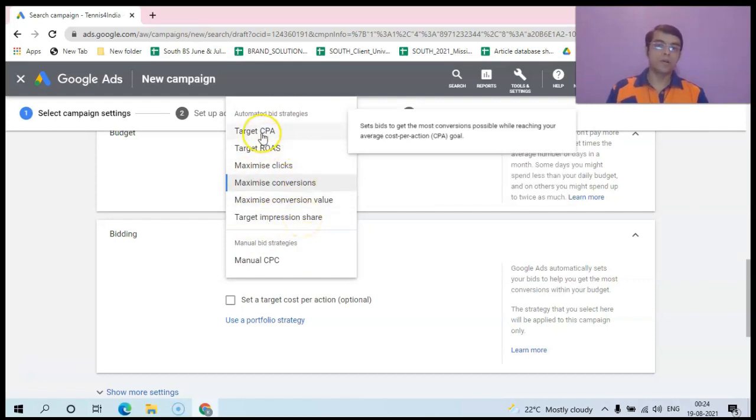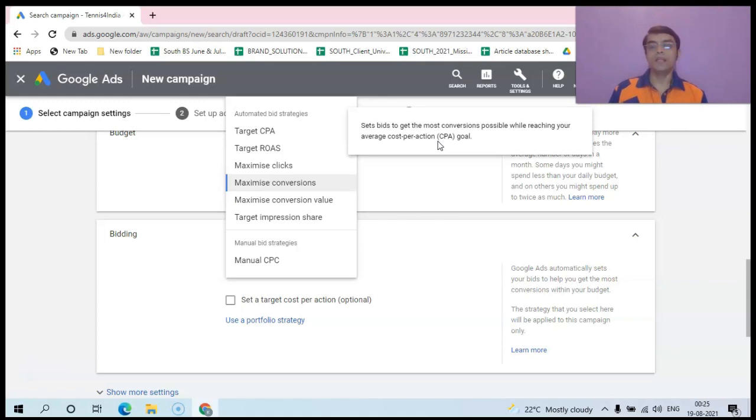So what is target CPA? Target CPA is the way of getting the most conversions possible while reaching your average cost per action. Like I told you already, conversion is going to be a different chapter, but I need to just tell you what conversion means. A conversion action is nothing but the way you define what a conversion means to you. It is the action that you define to Google.